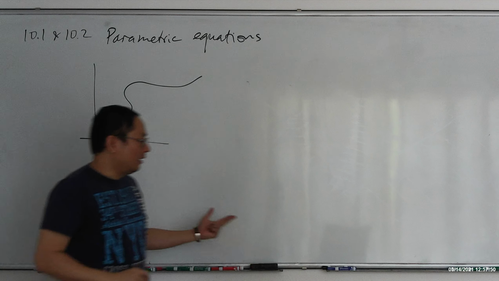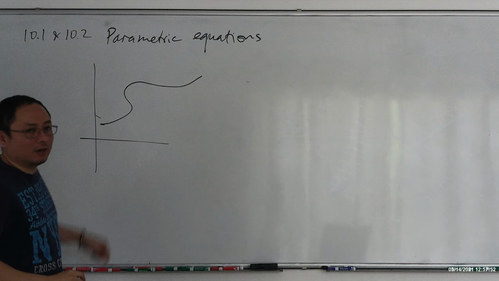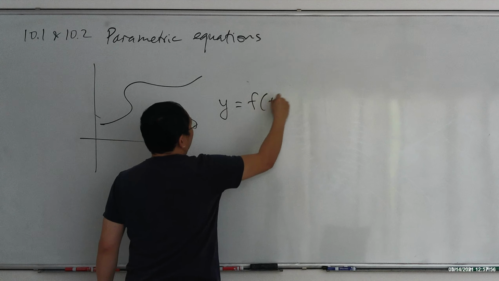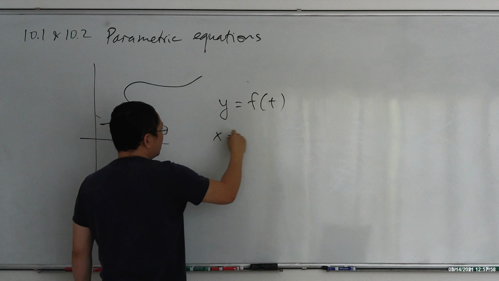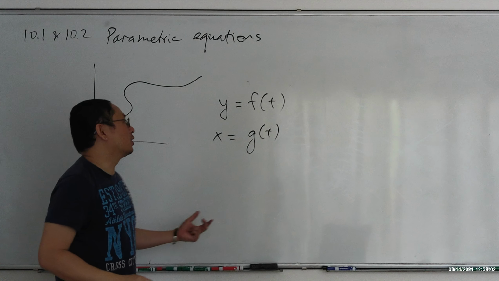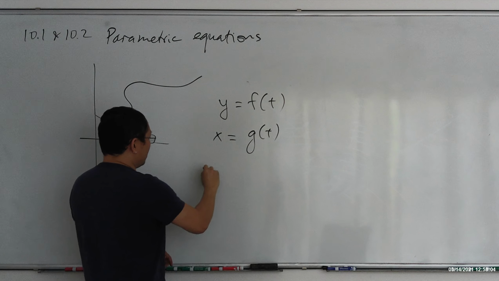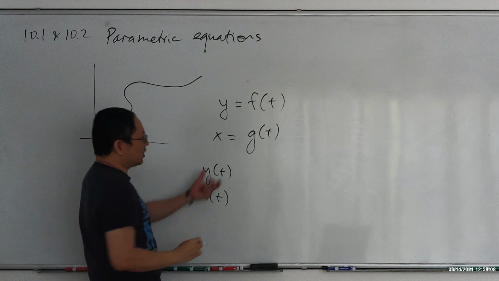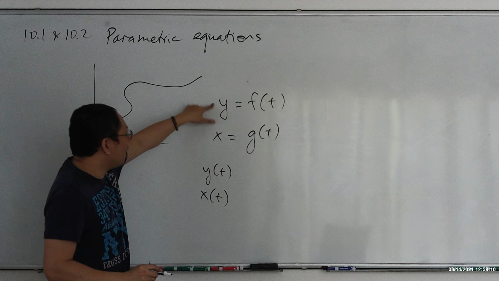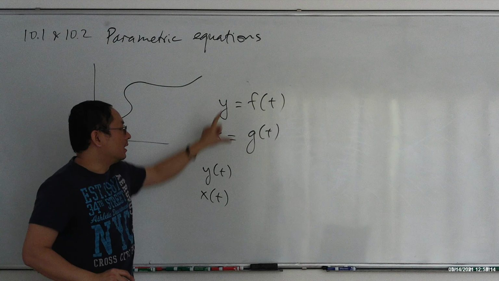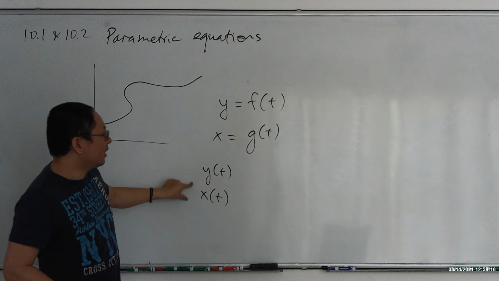So we found a new way to represent a curve. We think of y as a function of a new variable t, and x is also another function of variable t. The book writes it this way, but to be honest, I prefer to write y in terms of t, and then x in terms of t. That looks shorter and easier. y is a function in terms of t, x is another function in terms of t.